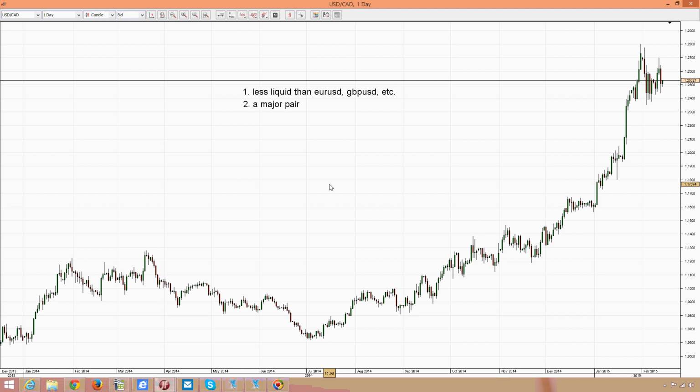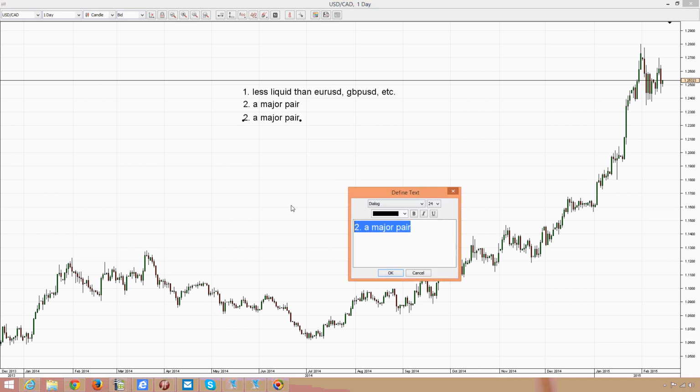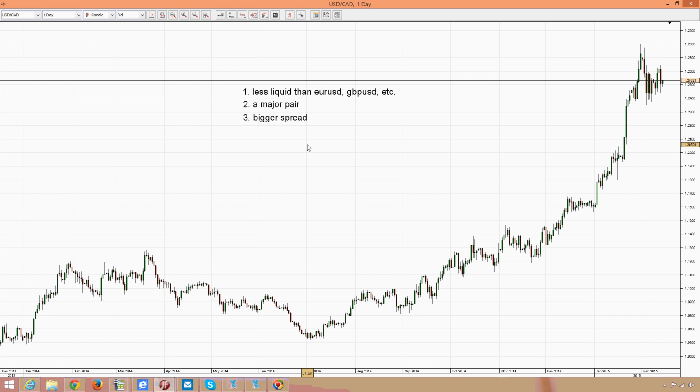The spread offered by this pair is bigger than in the euro US dollar and Great Britain pound US dollar case. So it has a bigger spread. Not that this counts when you trade binary options, but anyways, it is worth noticing that the spread, or the difference between bid and ask, is way bigger.